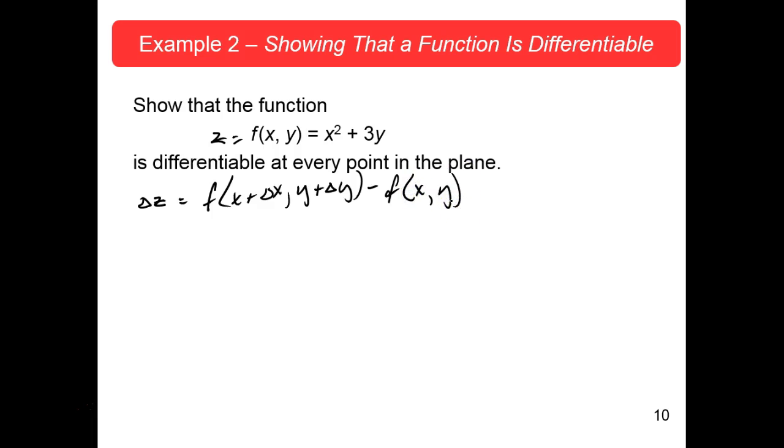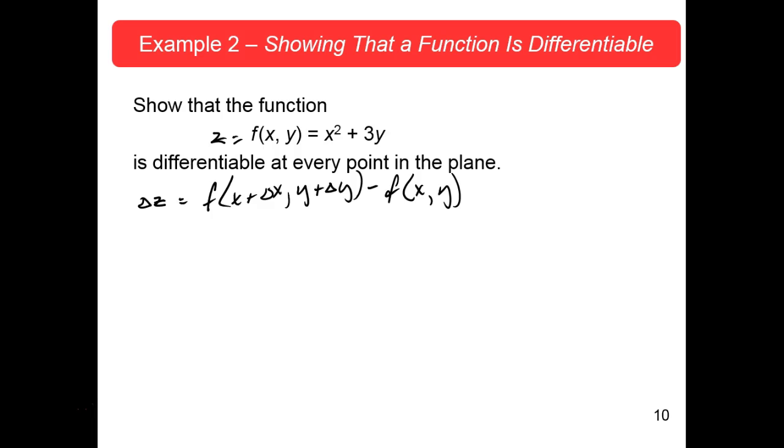So where z is f of x, y, pick an x, pick a y, you go there, you find the z. One and only one z, that's what makes it a function. That's your function value at that x, y. Then move the x just a little bit and the y just a little bit, that's going to give you a new z. The difference between those two z's is your delta z, which would be f of x plus delta x, comma, y plus delta y, that new z that you had, minus the old z, f of x, y.